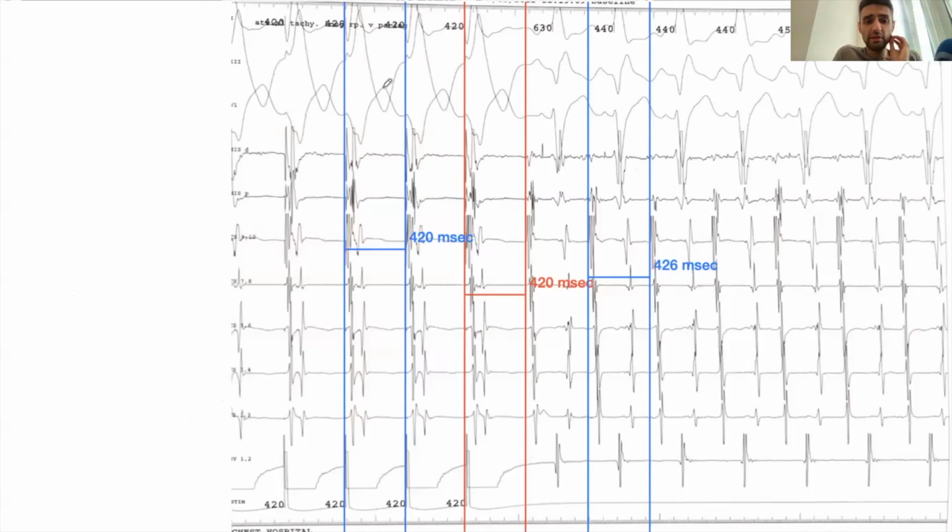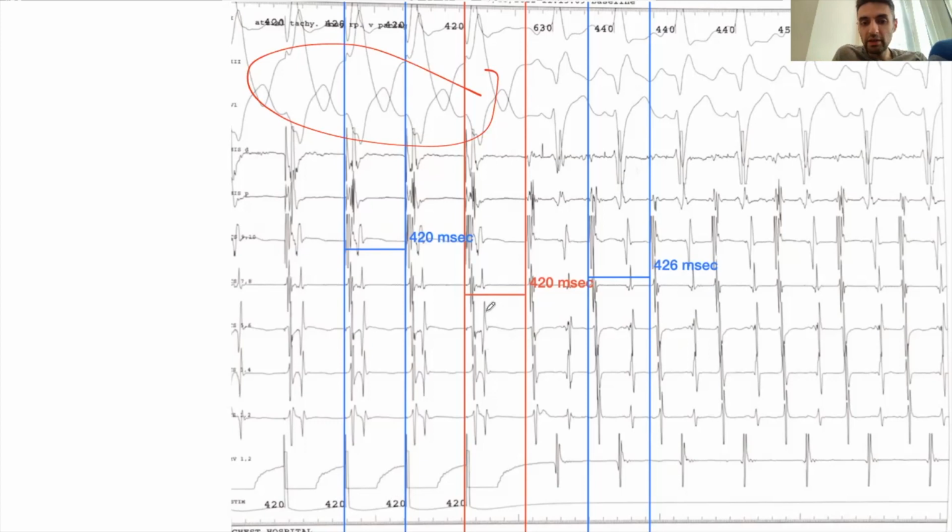We are V pacing. Obviously, you can see that the QRS is wide during V pacing. It may not be a fused QRS. It's a very wide QRS. But in any case, the A to A interval during V pacing accelerated to 420, and the pacing cycle length was at 420 as well. And this is your last pacing stimuli.